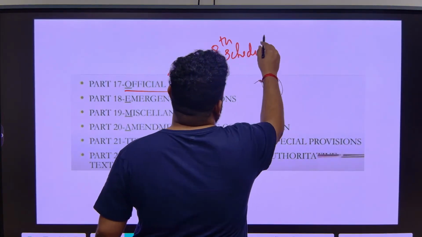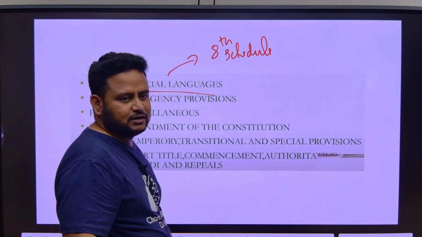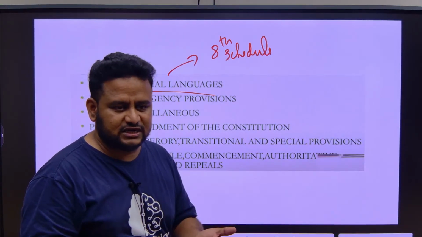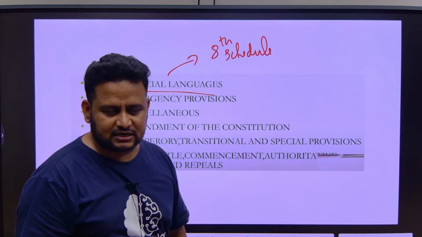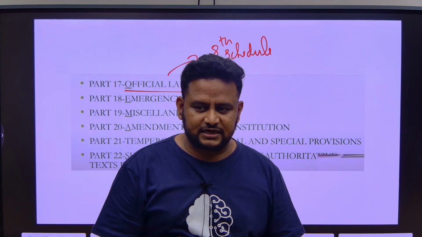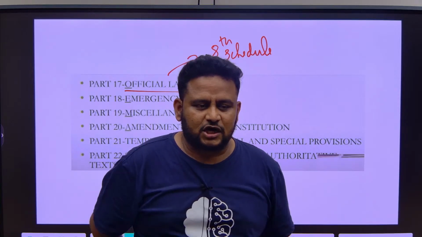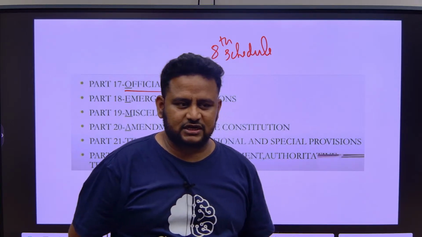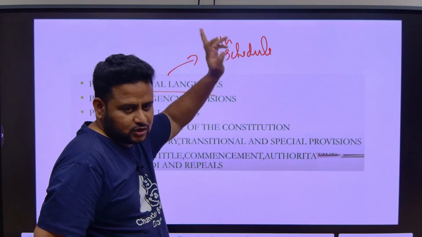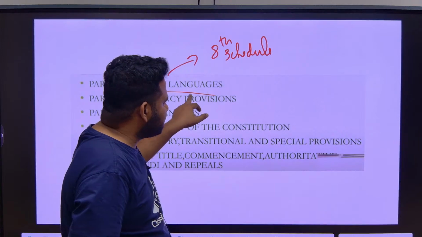Yesterday also I spoke about schedules. While talking about division of power, I spoke about the 7th schedule. There is the union list, concurrent list and state list. Concurrent list is borrowed from which constitution? The Australian constitution. So the 7th schedule is talking about division of power, and the 8th schedule is talking about official languages.